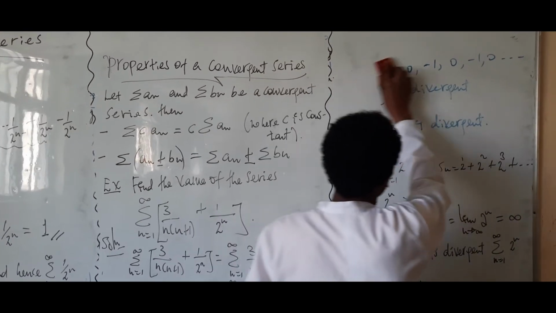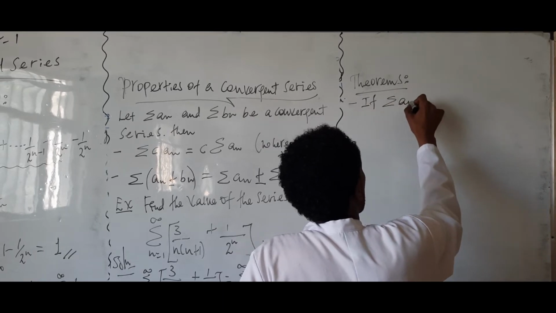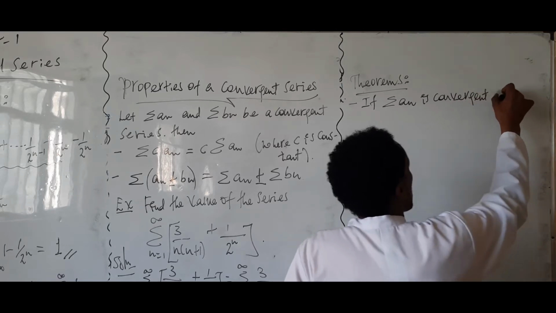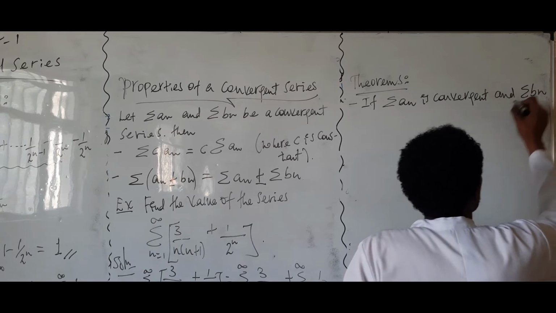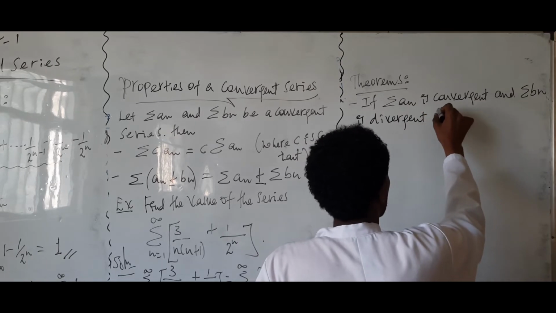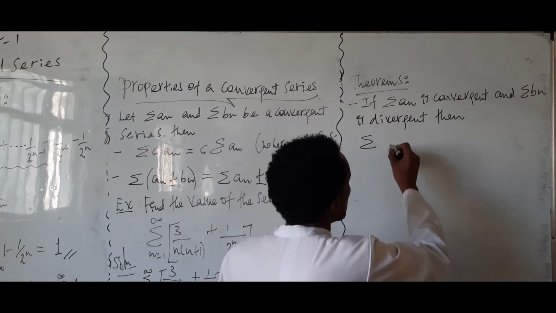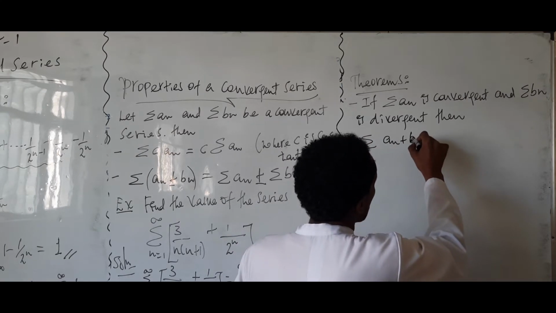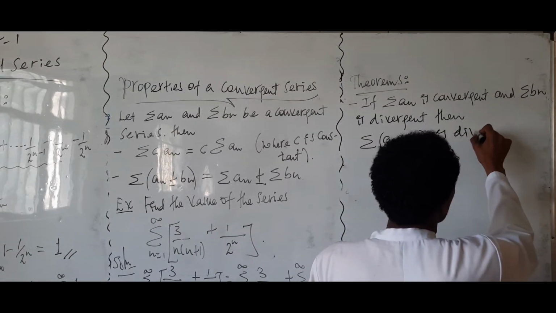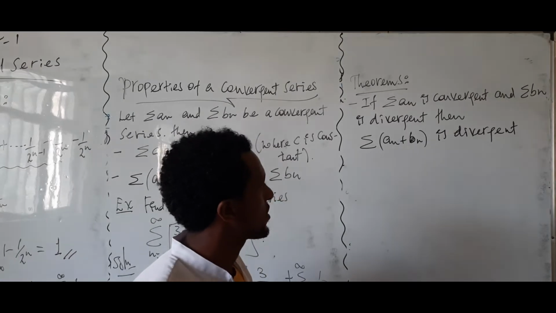There are also important theorems. If the series an is convergent and the series bn is divergent, then what do you say about the series, the sum of an plus bn? It is divergent. So the sum of a convergent and a divergent series is divergent.